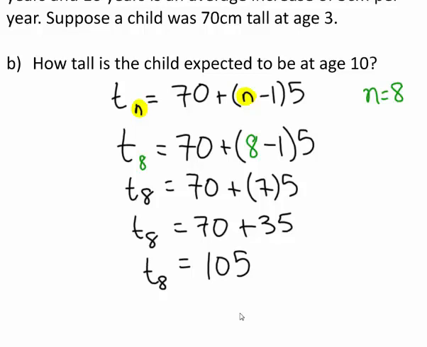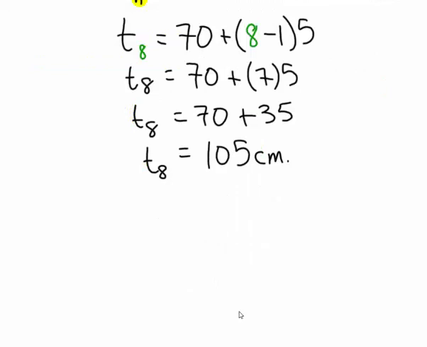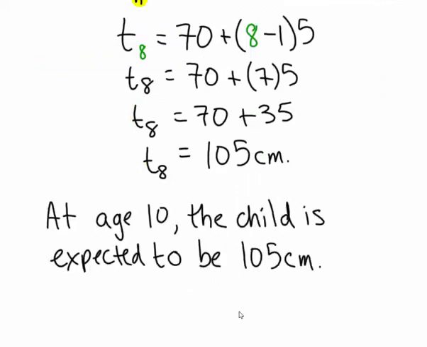It's a good idea to look back at your question and remind yourself that we were trying to figure out how tall is the child, and our question was given in centimeters. So we know that in T8, when the child is 10, he or she will be 105 centimeters tall. If you're asked to write out a sentence, it could look something like this. At age 10, the child is expected to be 105 centimeters.